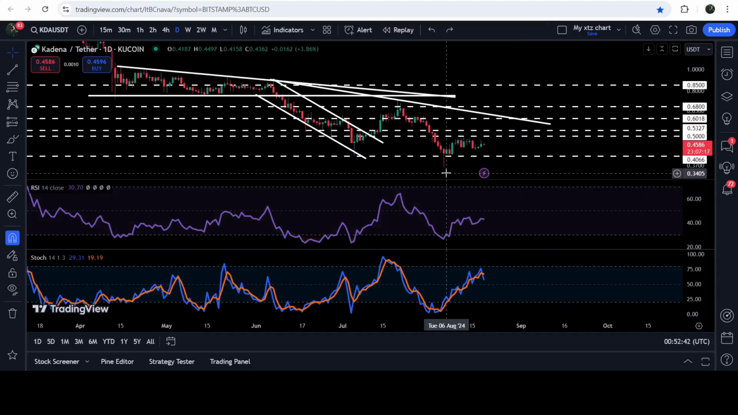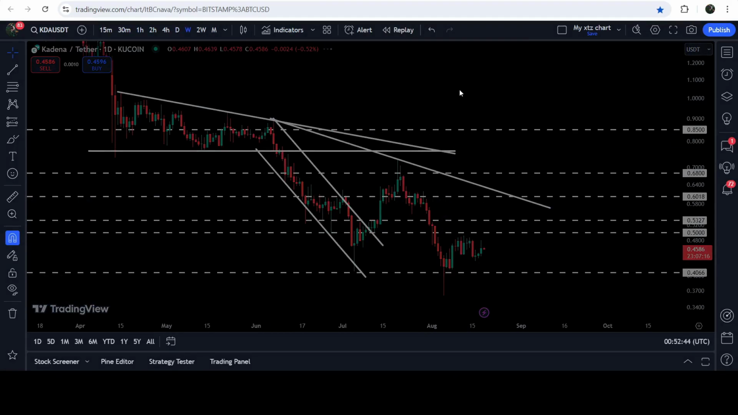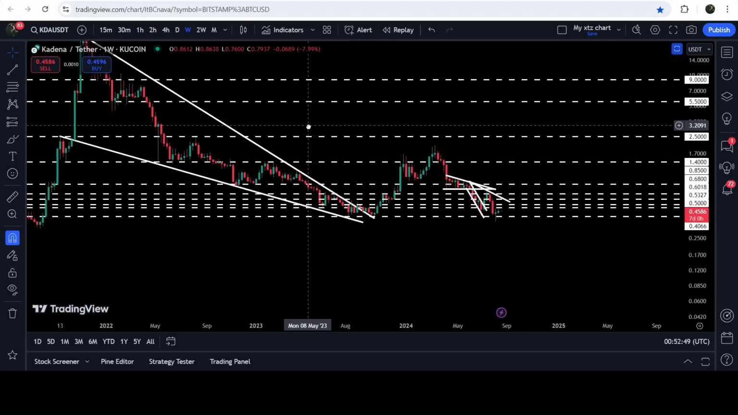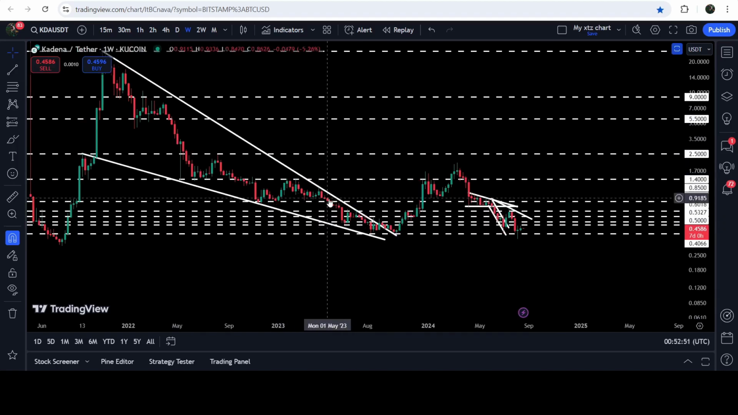And in today's video, we will once again analyze this move, and I would also like to show you once again this very massive breakout that has already happened on the 7 days time frame chart from this big and long-term falling wedge pattern as well.